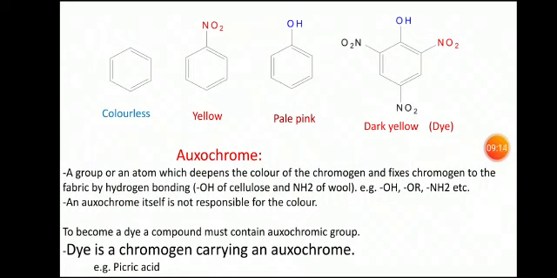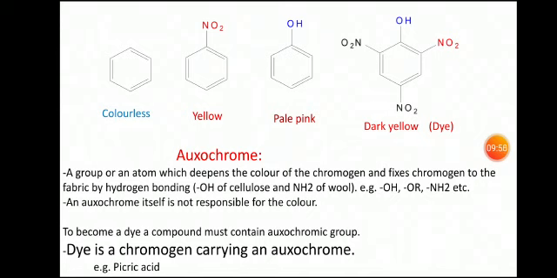Benzene is colorless. When the NO2 chromophore is attached to benzene, it becomes yellow colored. Benzene is a dependent chromophore, and when it is attached to the independent chromophore NO2, it becomes yellow in color. Now if an OH group, which is not a chromophore, is attached to the benzene, it becomes pink in color. A slight pink color will be observed. It is a colored compound, but it is not a dye.